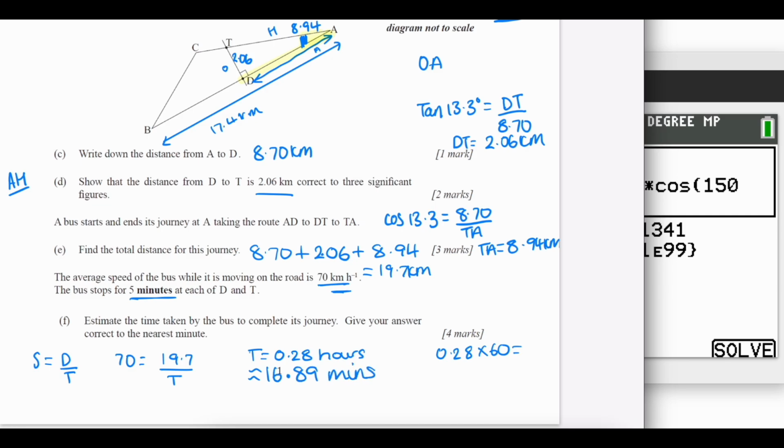But we need to remember that the bus stops for 5 minutes at each stop. So I need to add on 10 minutes for each of those stops, one at D and one at T. So that's going to give me 26.89 minutes, which to the nearest minute is going to be a 27-minute journey. And that's how long the bus is going to take to complete its journey.